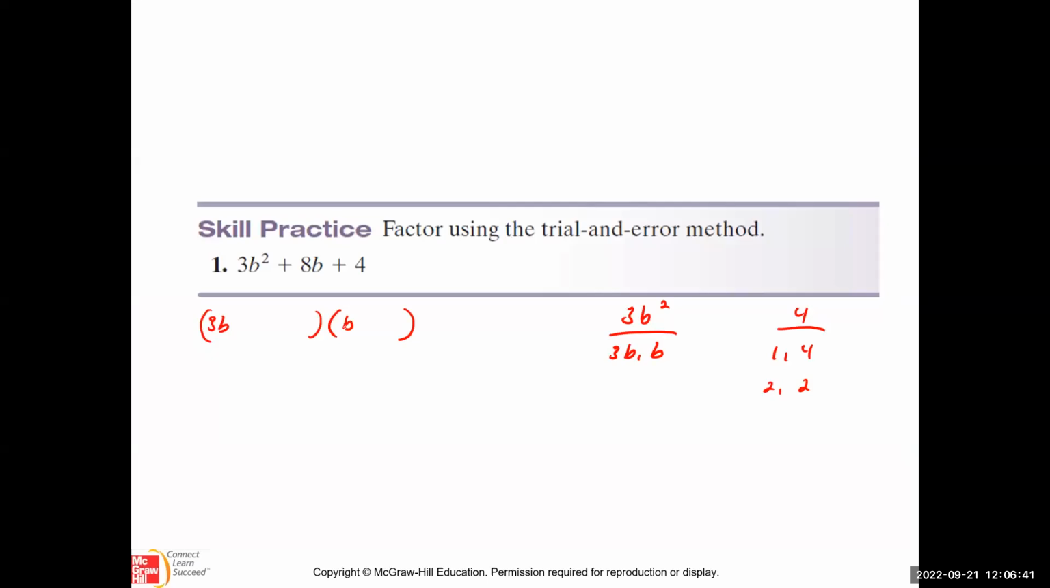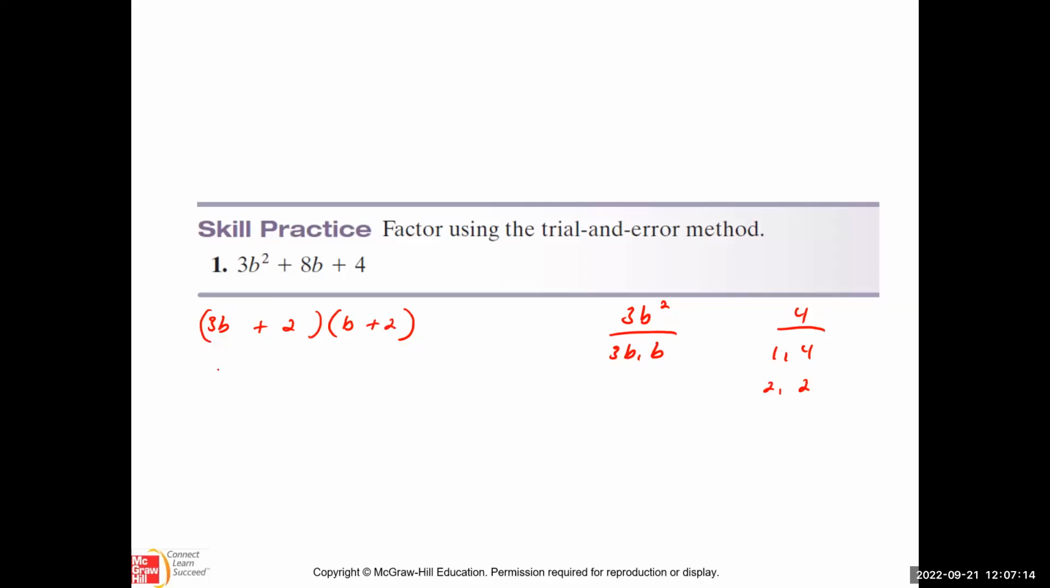So we're going to go ahead and do 1 and 4, right? Those are the first values that we have. And so 3b times b, we know it's going to be 3b squared because that's how we split it up to begin with. 3b times 4 is going to be 12b, and then 1 times b is going to be b. That's going to be 13b, so that's not the combination. And so we're not going to do the 4 and the 1 because that's not going to give us what we need. And so let me just get the 2.